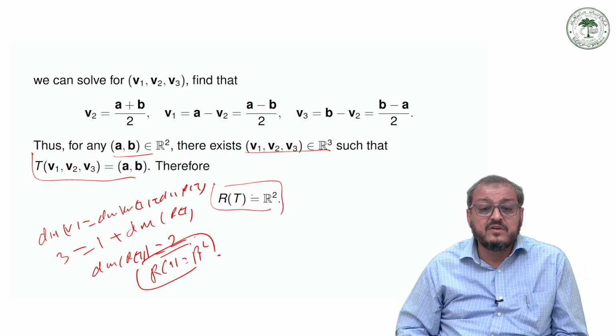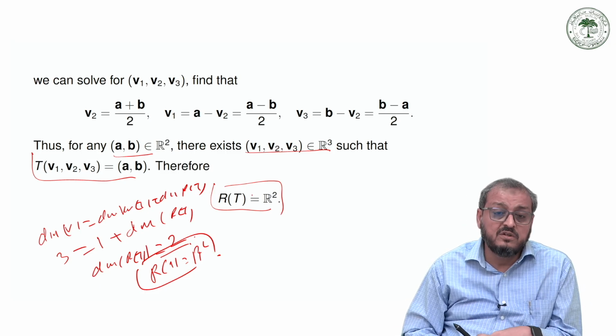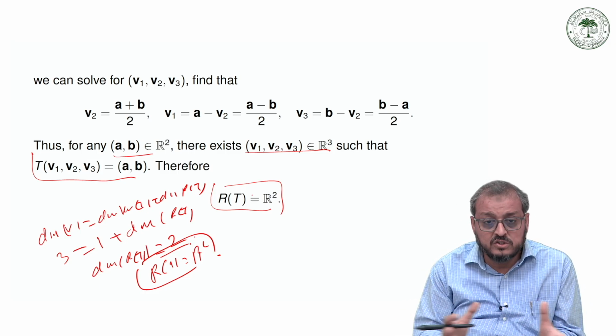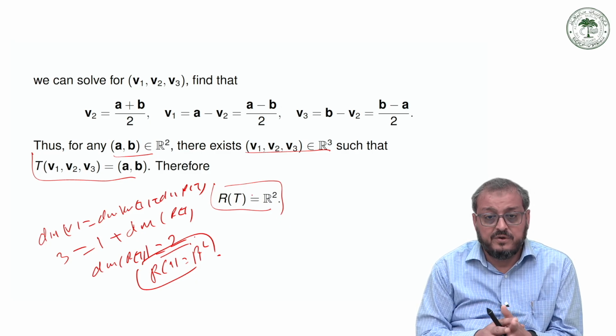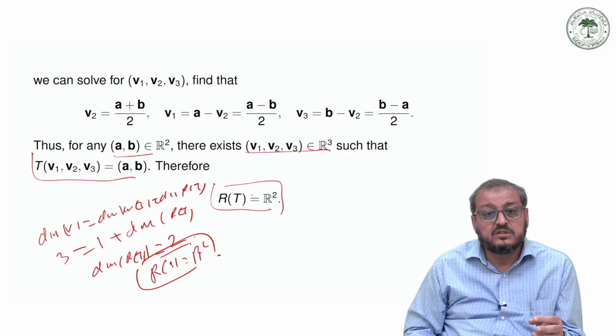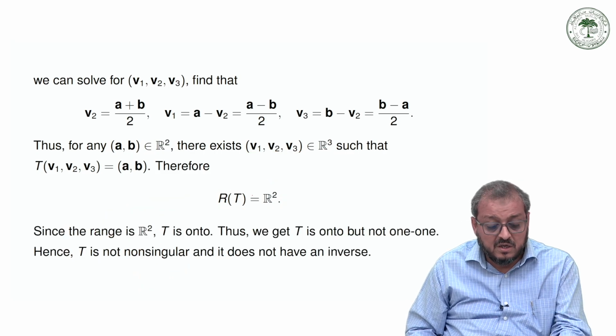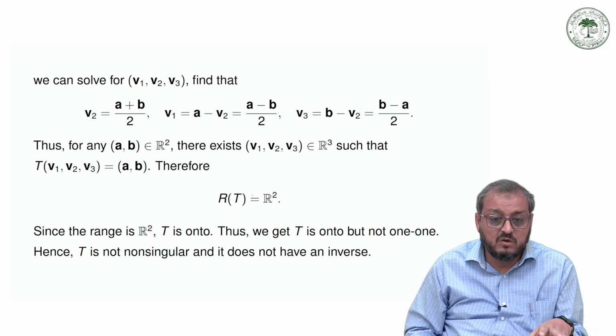So we can say that clearly T is onto, but T is not 1-1. So clearly it is not non-singular, and we cannot find the inverse of such a linear transformation. So we get that T is onto R2 but not 1-1, and T is not non-singular and it does not have an inverse.